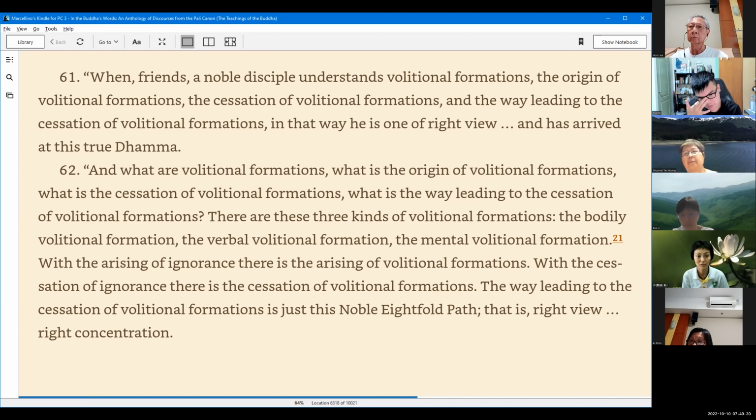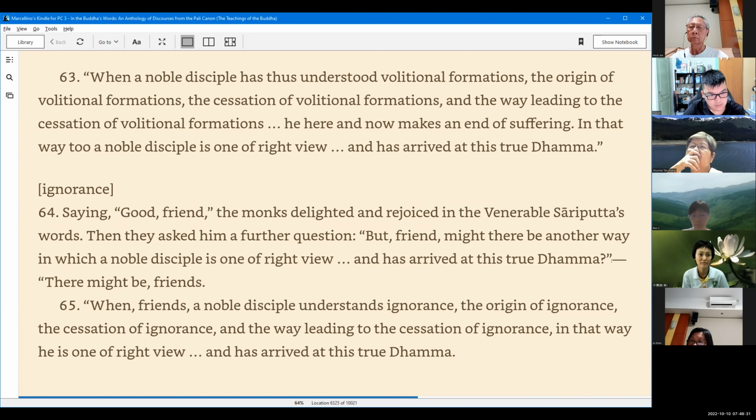The way leading to the cessation of volitional formations is just this Noble Eightfold Path, that is, right view all the way to right concentration. When a noble disciple has thus understood volitional formations, the origin of volitional formations, the cessation of volitional formations, and the way leading to the cessation of volitional formations, he here and now makes an end of suffering. In that way, too, a noble disciple is one of right view and has arrived at this true Dharma.